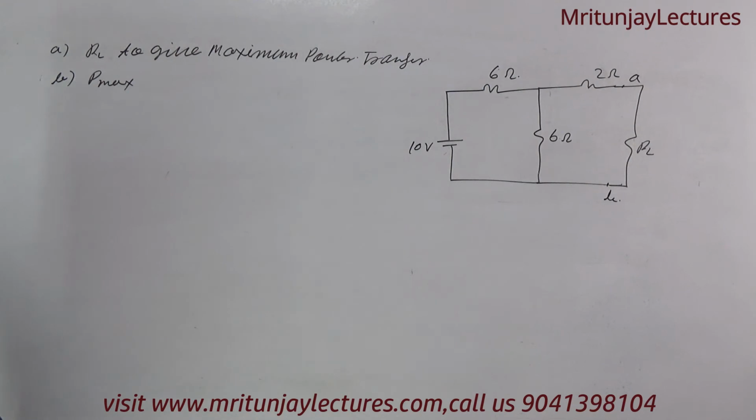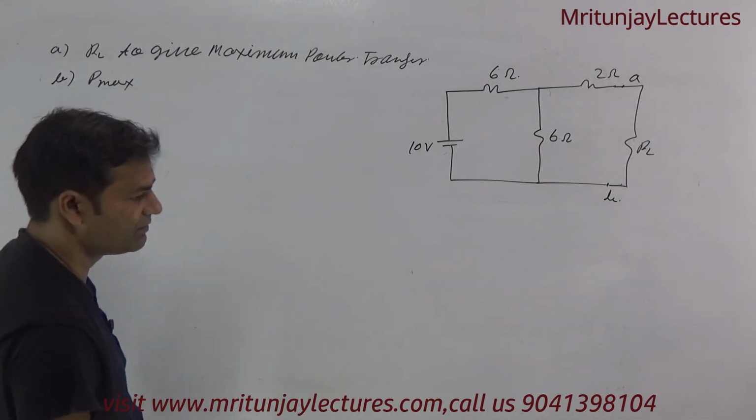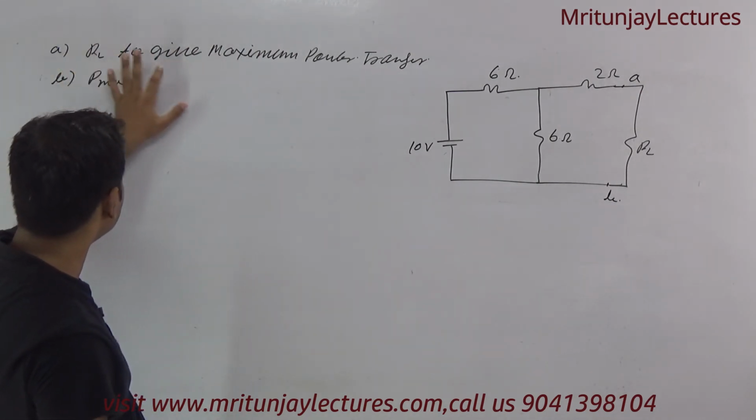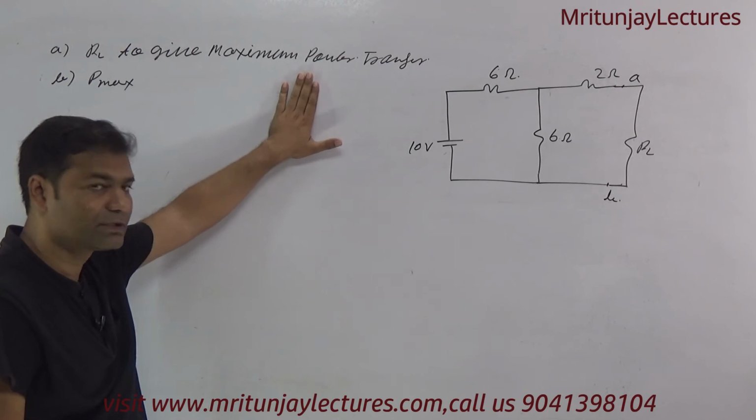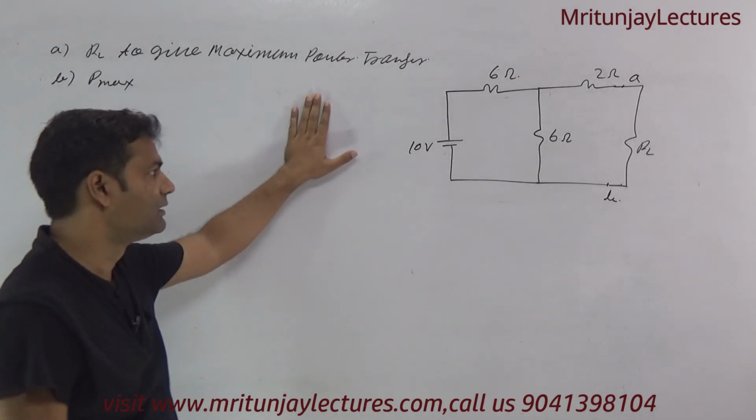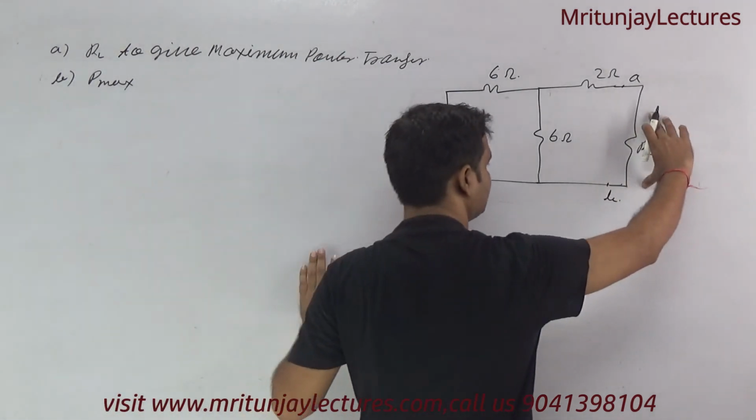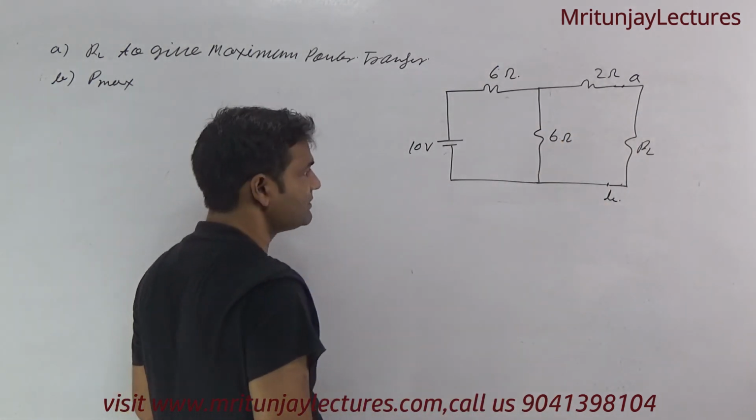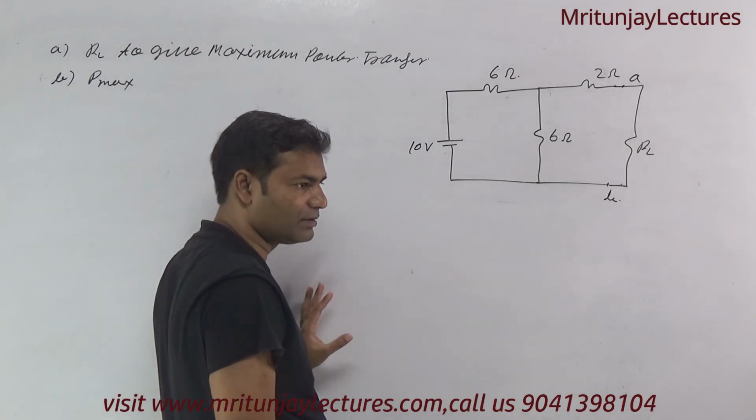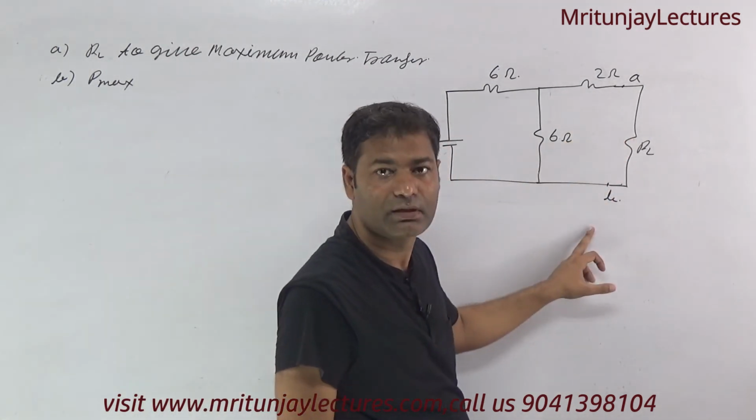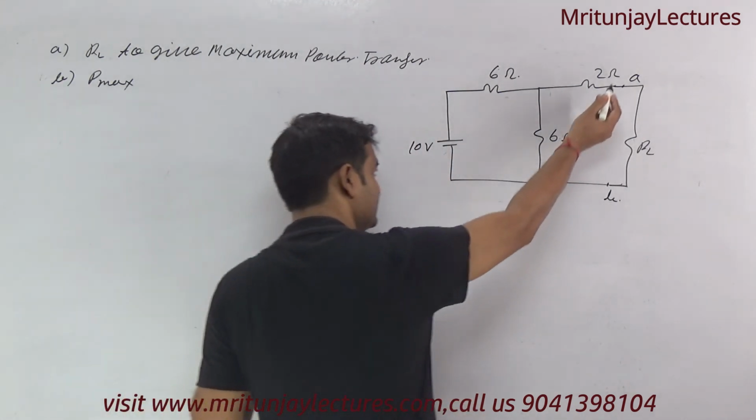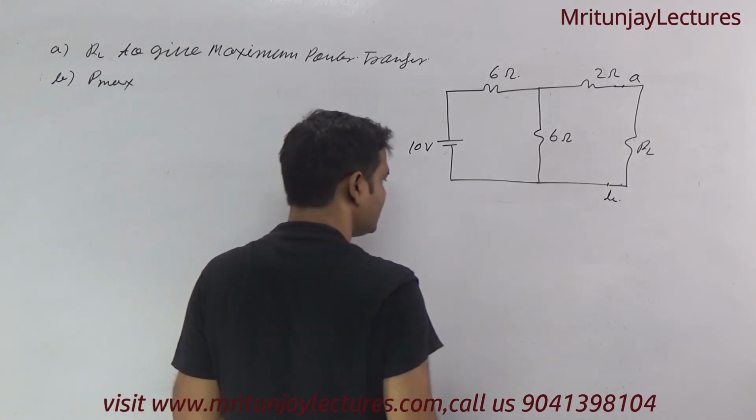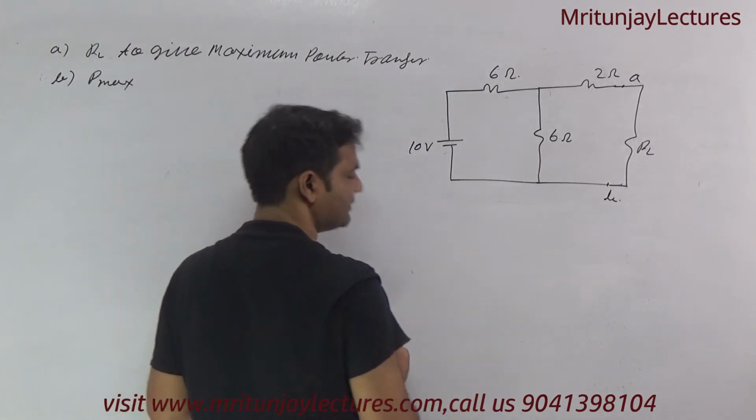Now our motto is to determine RL. How can we determine RL? Our motto is to determine RL corresponding to maximum power transfer. RL is like this one. If you determine RL corresponding to the terminals A and B, then this one is converted into VTH and RTH. Okay, so how can we convert?